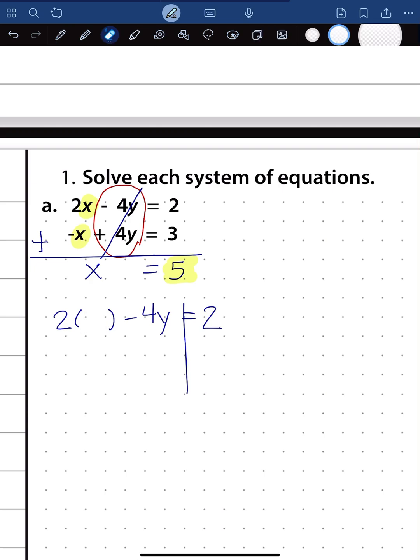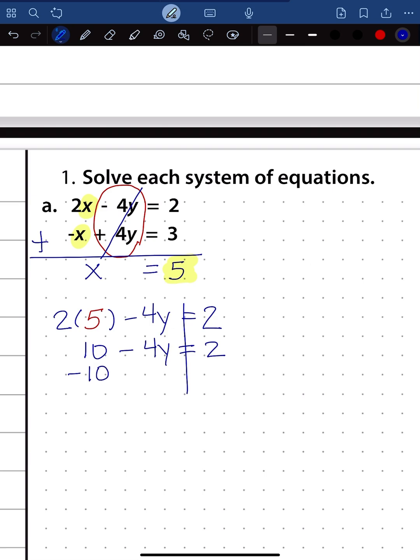Whoops, let me change that. Should have been a 5. Two times 5 is 10. Then I'm going to bring down my minus 4y, that is equal to 2. To solve for y, I'm going to move my constant 10 by subtracting it from both sides. So we're left with negative 4y is equal to negative 8.